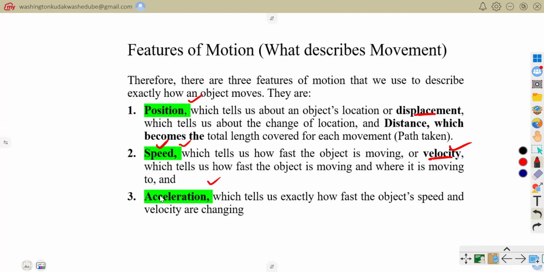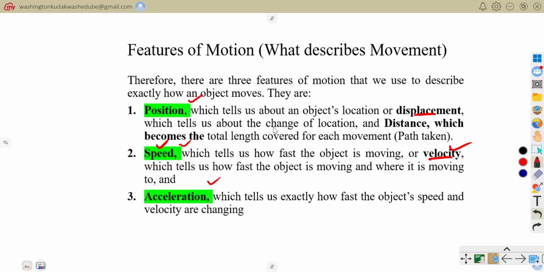Now we later go to something that is called acceleration. Acceleration tells us exactly how fast the object's speed is changing, or else the velocity is changing. Is our object speeding up or is it slowing down? That is what acceleration tells us.